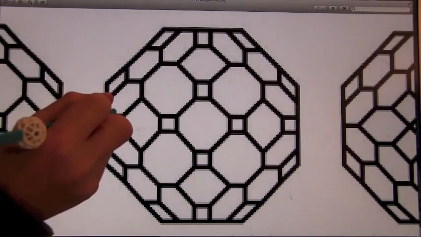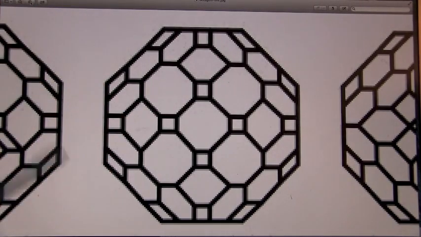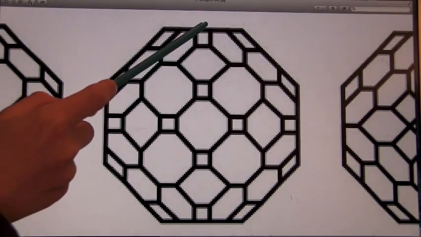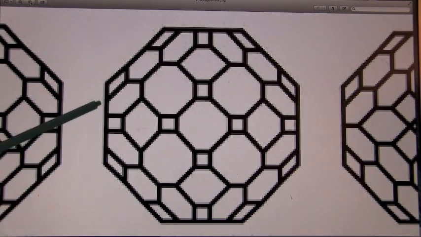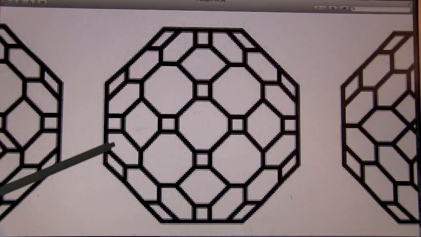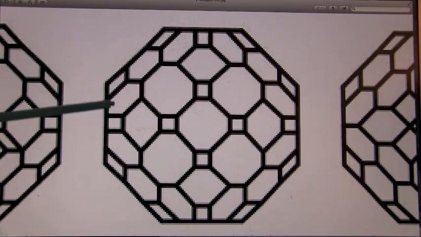Well, it looks like the angles on these rectangles here, those are right angles. So how many degrees are in those? Those are 90 degrees. Okay, great.